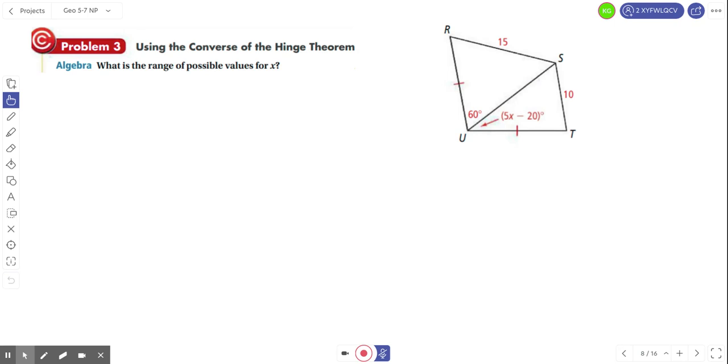So we know here that if RS is longer than ST, then angle RUS has to be greater. The measure of angle RUS has to be greater than the measure of angle SUT.